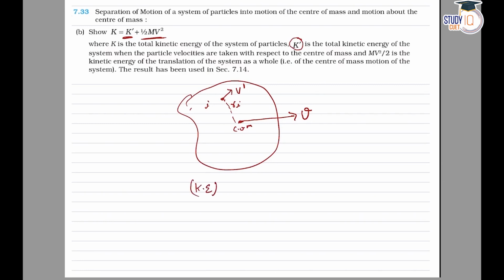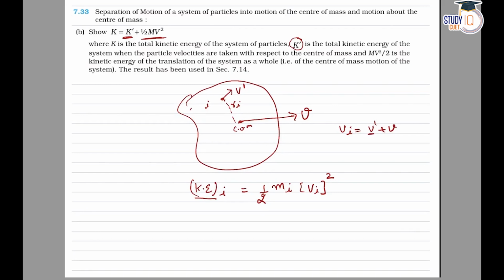the kinetic energy of the ith particle with respect to ground can be written as half mi into the velocity of the ith particle with respect to ground, whole square. So with respect to ground, the kinetic energy of the ith particle is equal to half mi into vi square, where vi is the velocity of the ith particle with respect to ground. So vi can be written as v prime plus v.